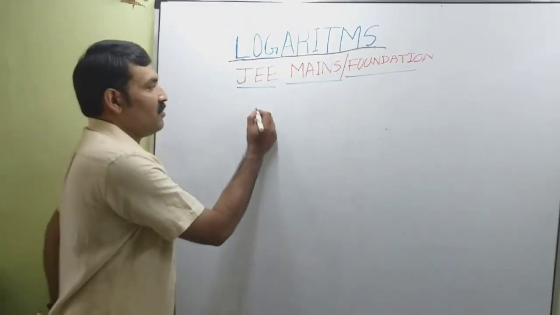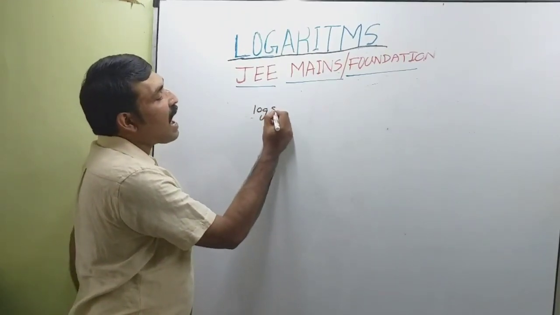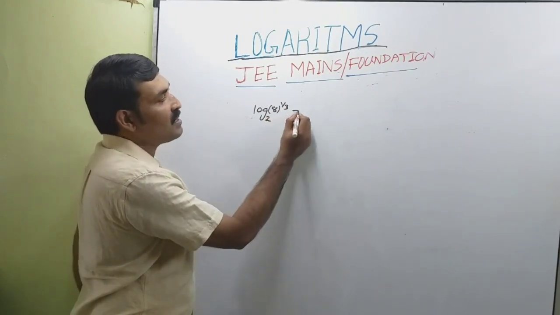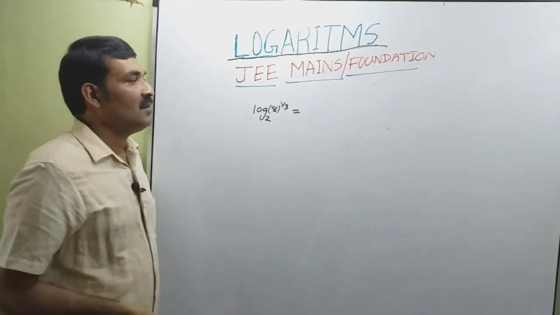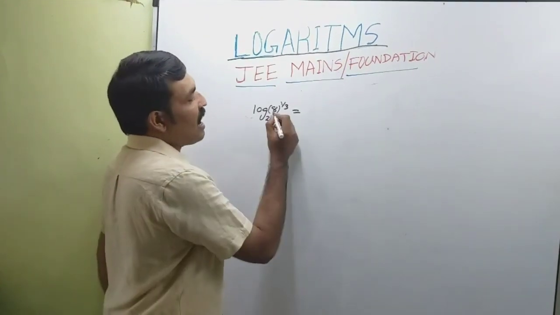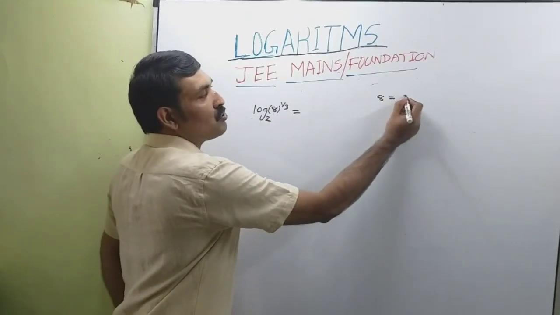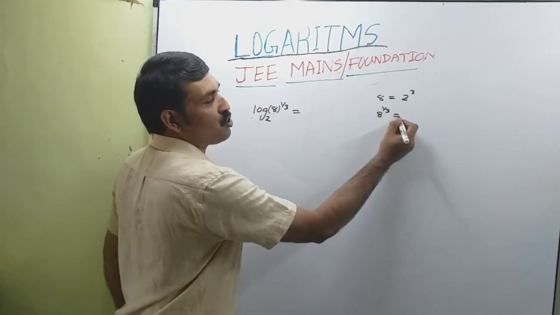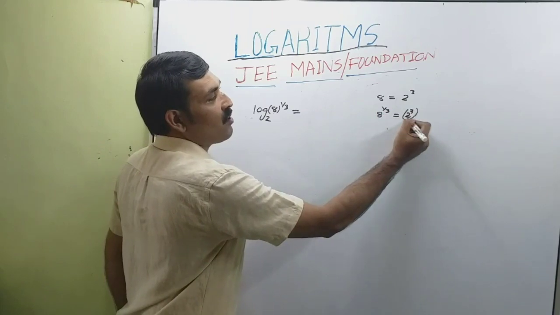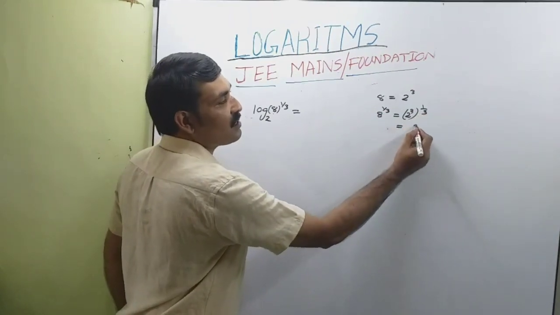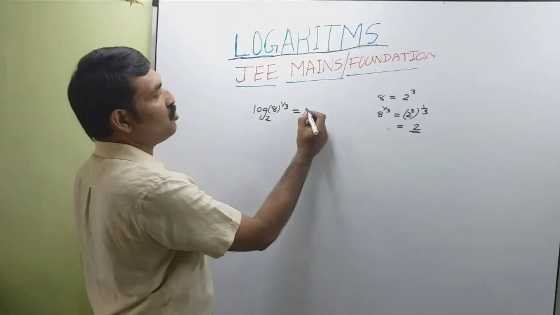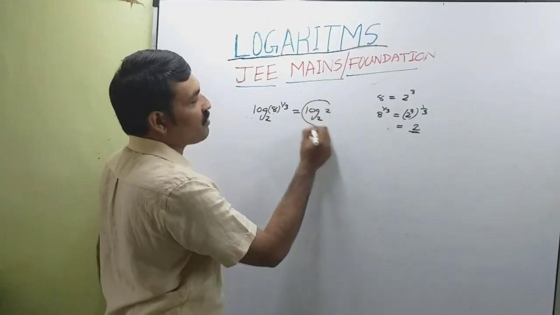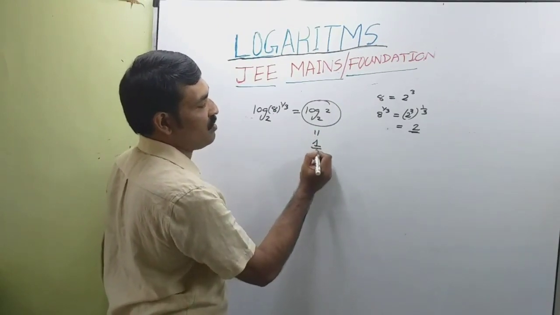Now, log of 8 raised to 1 by 3 to the base 2 is equal to what? We can write 8 as 2 raised to 3. That means 8 raised to 1 by 3 is equal to 2 raised to 3, all raised to 1 by 3, that is equal to 2. So this is equal to log 2 to the base 2. The value of this is equal to 1.